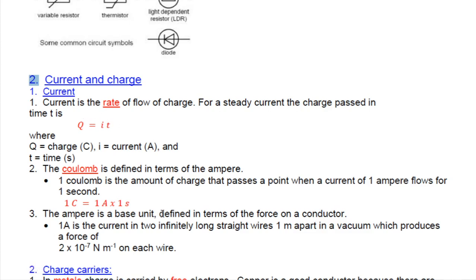The ampere is a base unit defined in terms of the force on a conductor. 1 ampere is the current in two infinitely long straight wires 1 meter apart in a vacuum, which produces a force of 2 times 10 to the power of minus 7 newtons per meter on each wire.